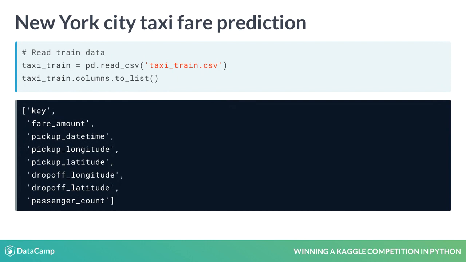Recall that the train data contains the target variable, fare amount, and some other features like pickup and drop-off positions, together with pickup date time and the number of passengers. By features, we mean all the variables that are used to predict a target variable.